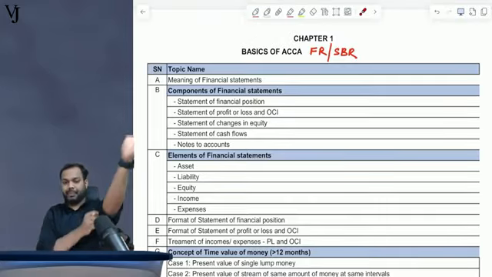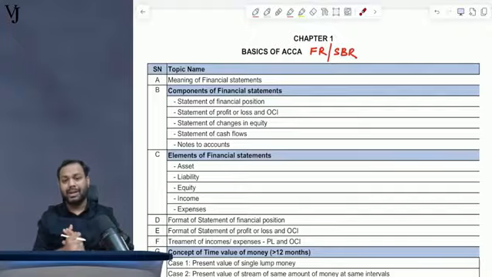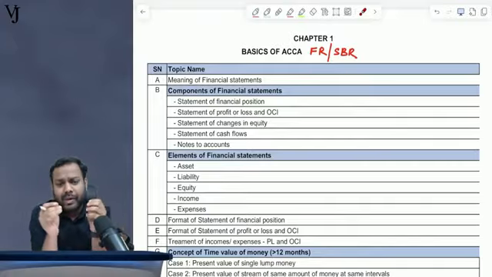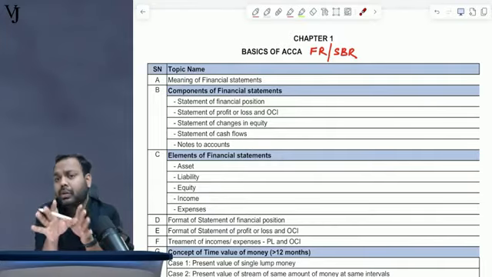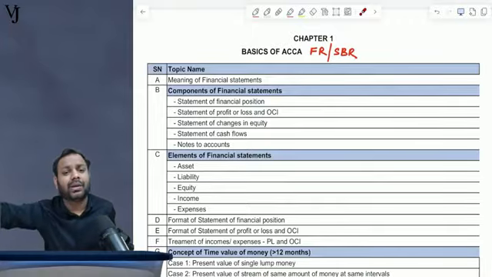Wonderful. Okay, so today we'll be conducting the basics of ACCA FR and SBR. We'll be conducting the basics of basics. Whatever I am teaching in today's class are just the base or the building blocks for our subsequent classes. Whatever I teach today, I will be repeating each and everything in the going forward classes.